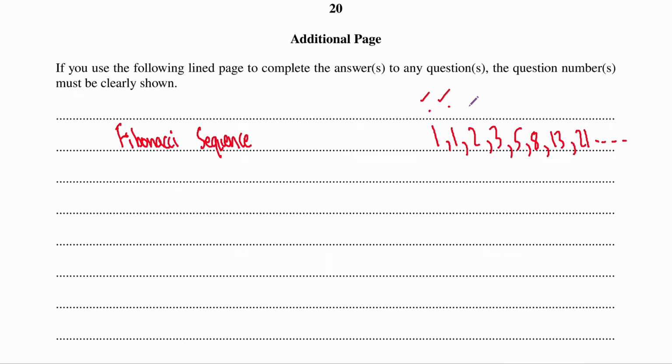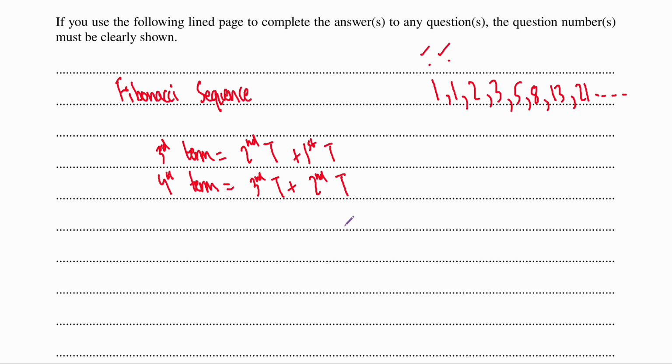The third term is the second term plus the first term. The fourth term now is actually given as the third term plus the second term. So now you can see with sequences you can get very creative. You can do whatever you want. You could multiply it, but in this case we're just adding them.